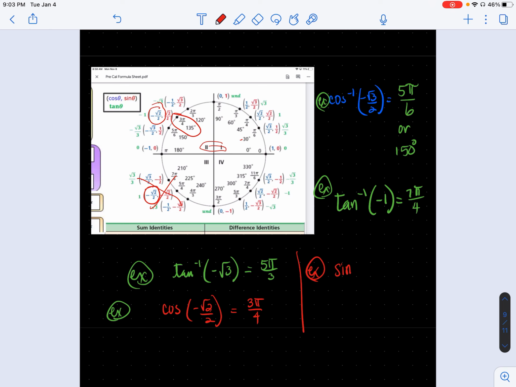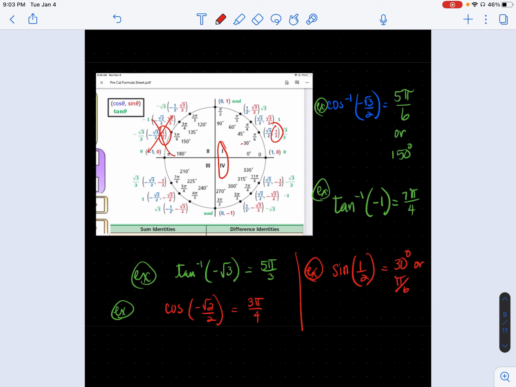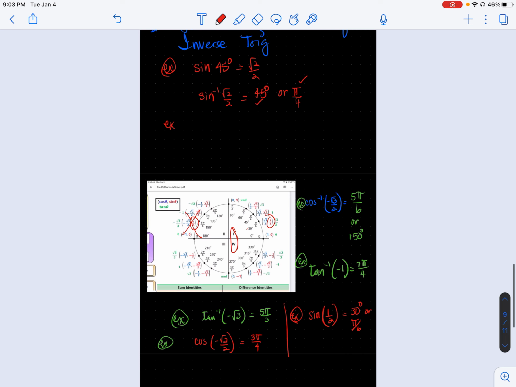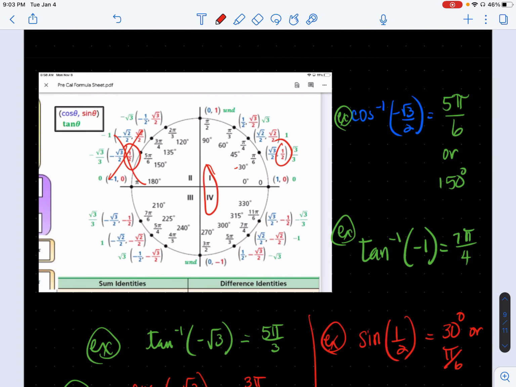Let's say we have sine inverse of half. Okay, find sine value half. Sine is the y coordinate. I see y half here, and I see half there. Sine is only acceptable in the first and fourth quadrant, so we'll have to ignore that. And the answer would be 30 degrees, or pi over 6. This is called finding exact value of the inverse trig functions.